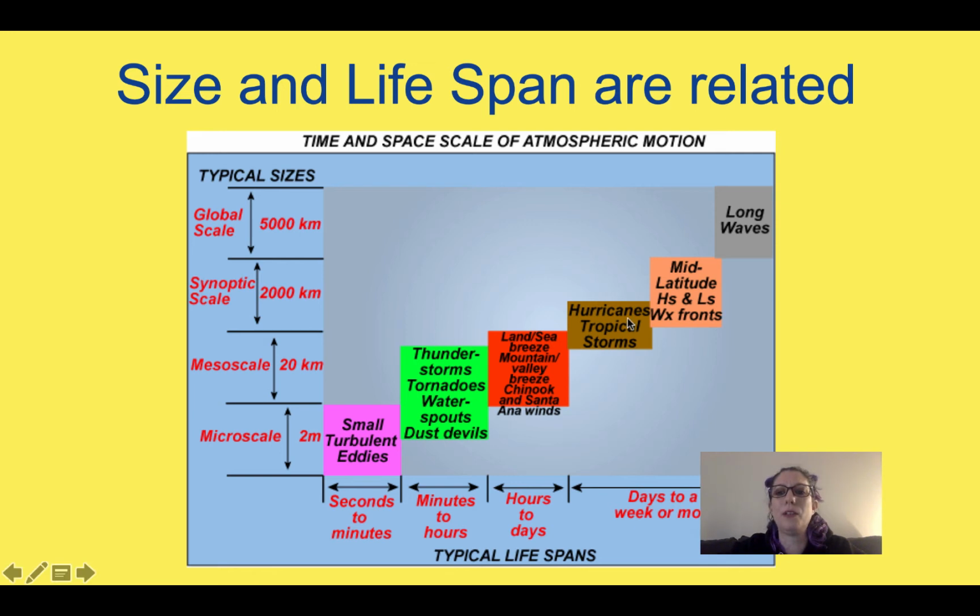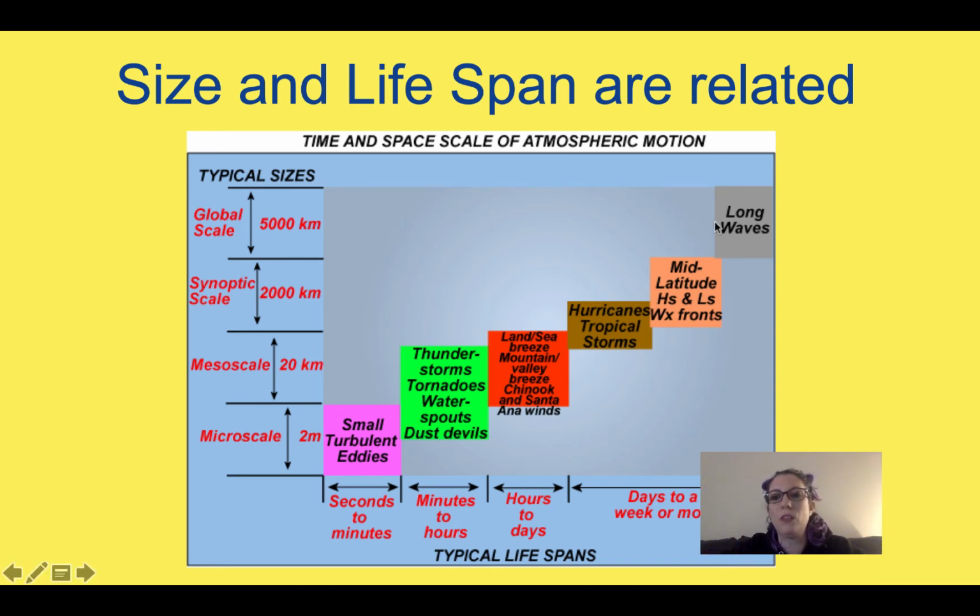Now let's get up here to hurricanes and tropical storms. Hurricanes take up more like a whole state. When we've had these big hurricanes come through Florida and Texas and areas like that, if you look at them on a weather map, they'll take up the whole state. Because it's so large, that's considered synoptic scale. And that can take days, a week, maybe more than a week. Now, synoptic is another class that you take in meteorology, so that's a whole level of study on its own.